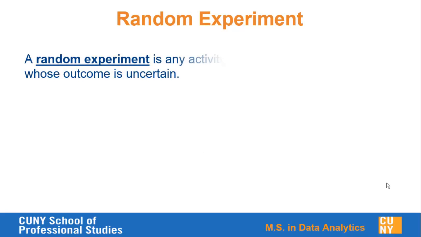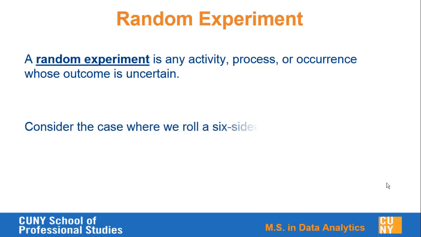So a random experiment is any activity, process, or occurrence whose outcome is uncertain. So what does that mean? If there's anything going on where you don't know what's going to happen, we use probability to model that situation. That's the idea of a random experiment. Common examples: flipping a coin, drawing a number out of a hat, rolling a die, you name it. If it's got uncertainty, we can model it with a random experiment. So the simple example that we'll consider as we go here is the case where we roll a six-sided die.